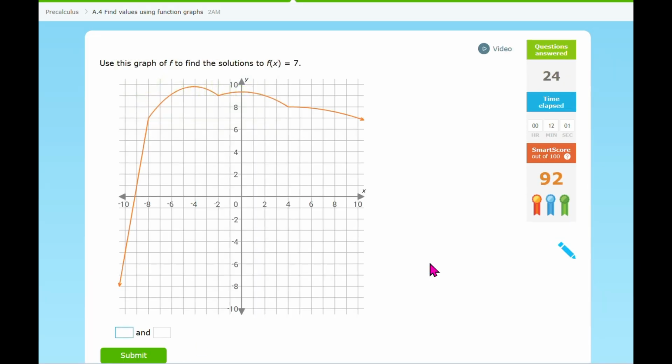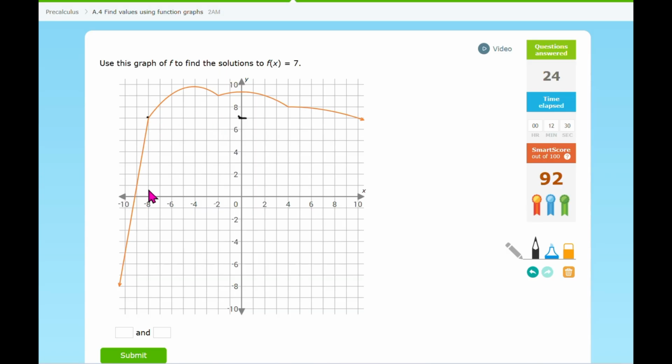y equals 1 when x equals 2. In this case, we want y to be 7. So that's going to be right over here. No, I'm sorry, of course it's not. 7 right here. So in order to make y 7, x can take two values, these two.